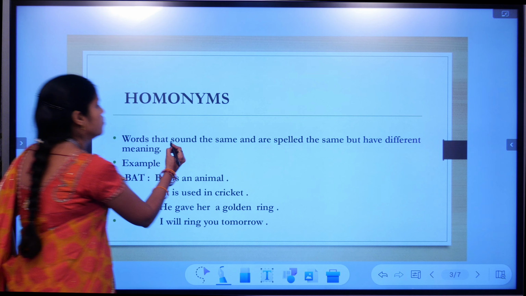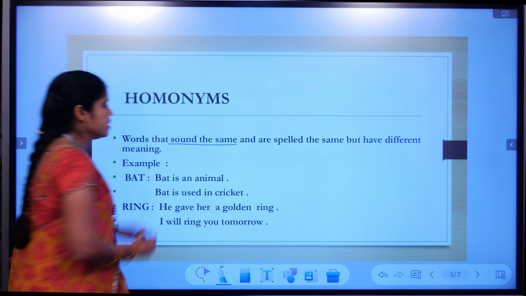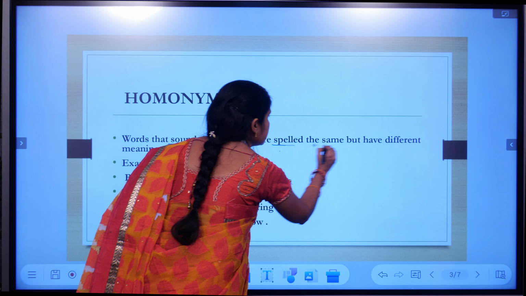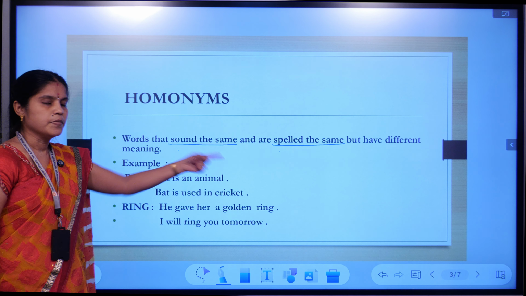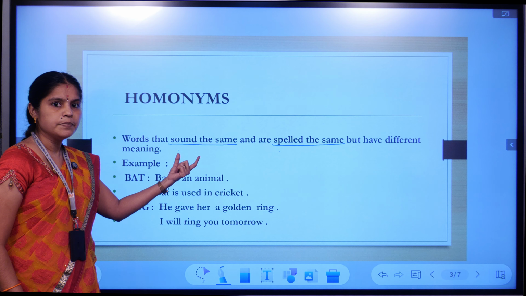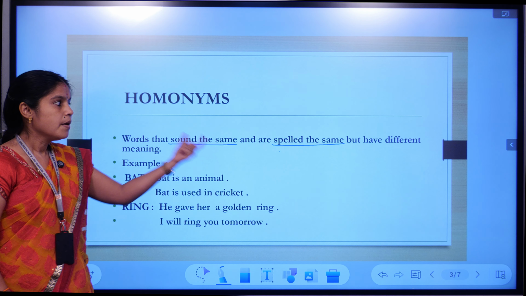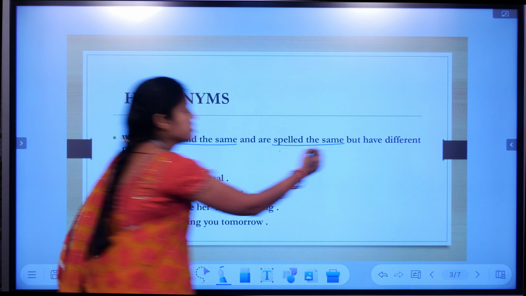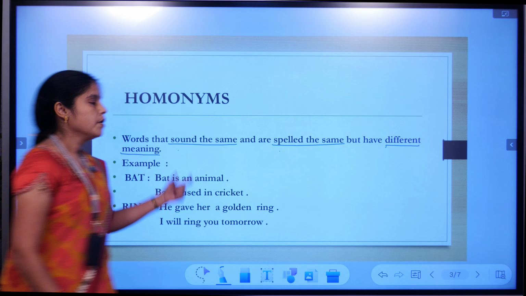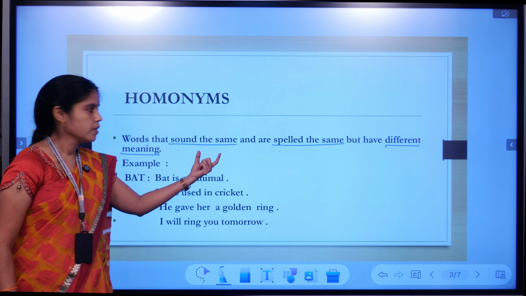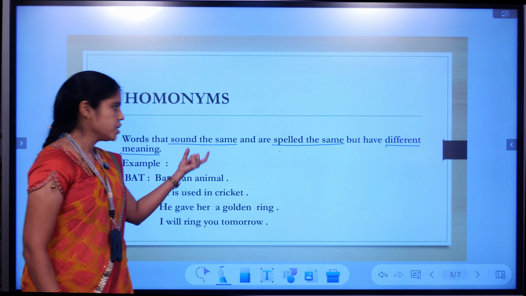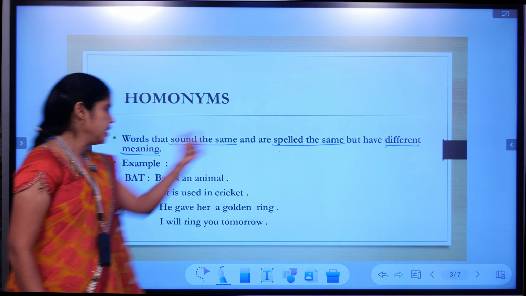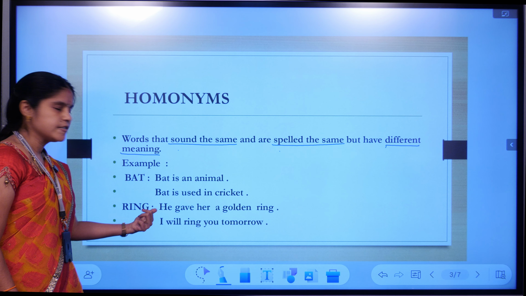Homonyms sound the same and spell the same, but have different meanings. That means the sound will be the same and the spelling will be the same, but the meaning of the word will be different. Here you have to note down: different meaning. Point to be noted: the pronunciation and the spelling will be the same, but the meaning of the word will be different. Let me give you some examples.